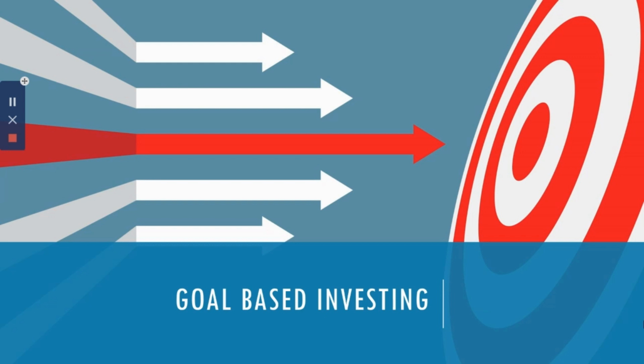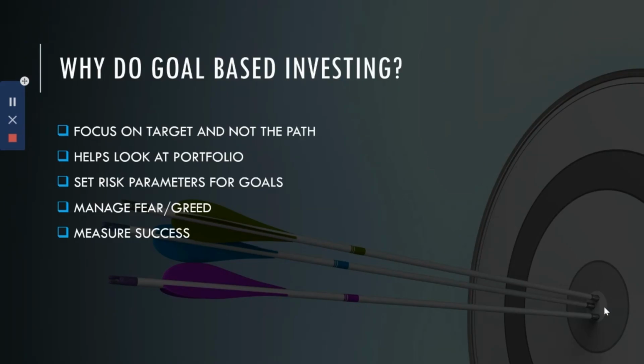So what we'll do now is start with what is goal-based investing. What do we mean by goal-based investing? Okay. So why do goal-based investing? It is basically so that we are focused on the target and not the path. So where we want to reach and not how we reach. Right. If I have a goal of a certain amount at a certain time, then that's what I need to reach, and not be focused on whether this month I got 10% or 15%. So it's more towards the target.